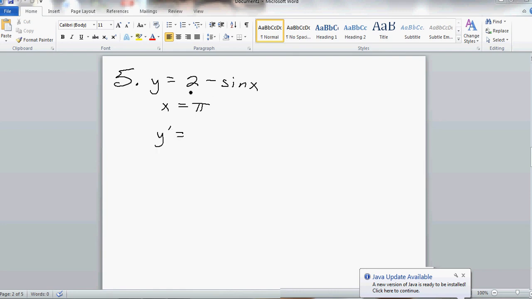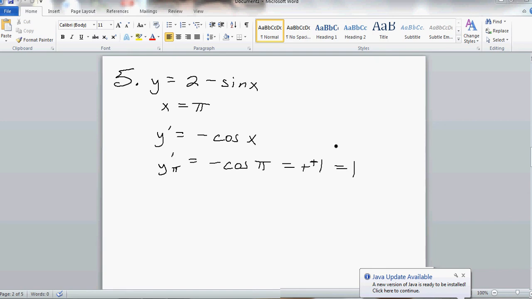Y prime will equal, the derivative of 2 is 0, and negative sine x. Well, the derivative of sine is cosine x, so this will be negative cosine x. Now, we need to figure out what the slope will be, because this tells us the slope. So we're going to take y prime and put in pi. That's negative cosine of pi, which equals negative negative 1, or positive 1. So the slope becomes 1.